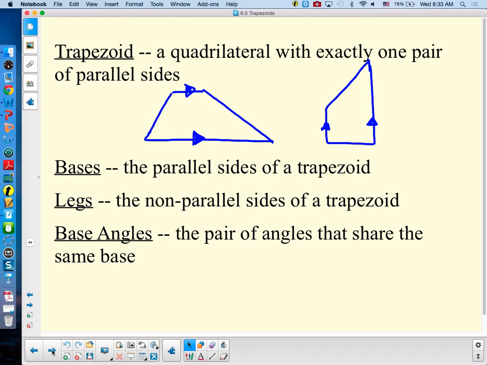Some terminology that goes along with trapezoids would be bases. Bases are the parallel sides of the trapezoid, not always the bottom and the top, but whichever two are the parallels, those are the bases. Legs are the non-parallel sides of the trapezoid. The ones that are not parallel are the legs. So let's practice that as we look at the diagram.